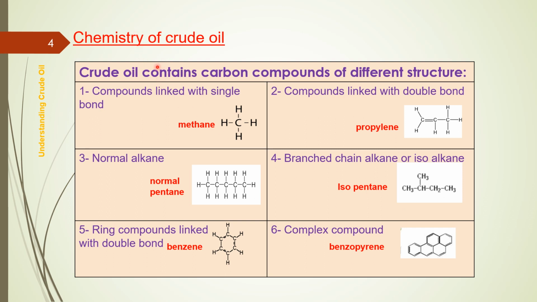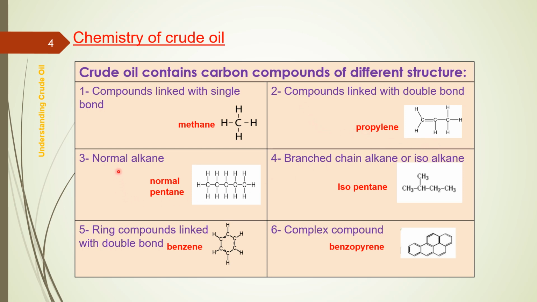Chemistry of crude oil. Crude oil contains carbon compounds of different structure. Number one, compounds linked with single bond. The example given here is methane, where all carbon bonds are single. Next is compounds linked with double bond. Propylene, where one carbon bond is double.